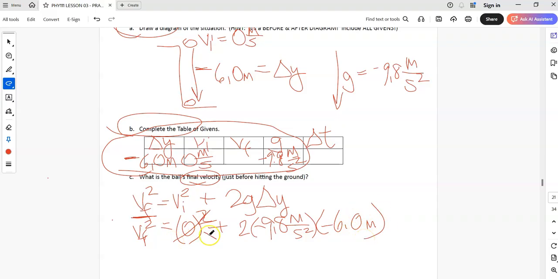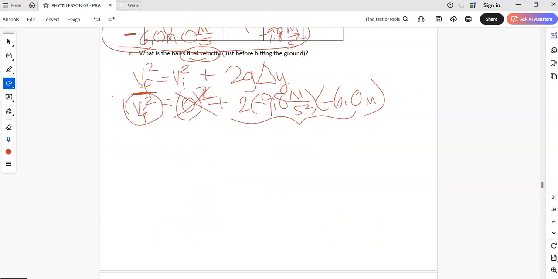Now, this term will just drop out, and we're left with this term, and you'll notice we have a negative value times a negative value, which is good because we'll end up with a positive value for our product of those three numbers. Now, why is it important to have a positive value? Well, because the vf is squared, and to get rid of it, we have to take a square root.